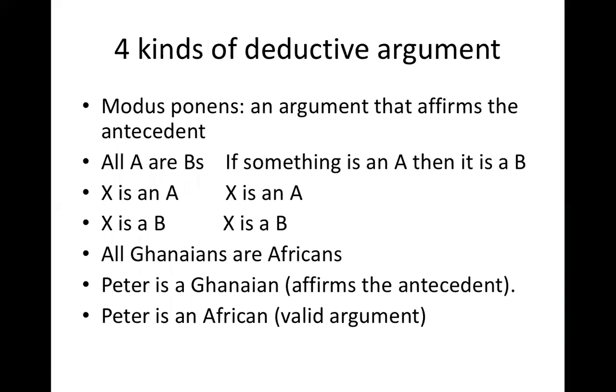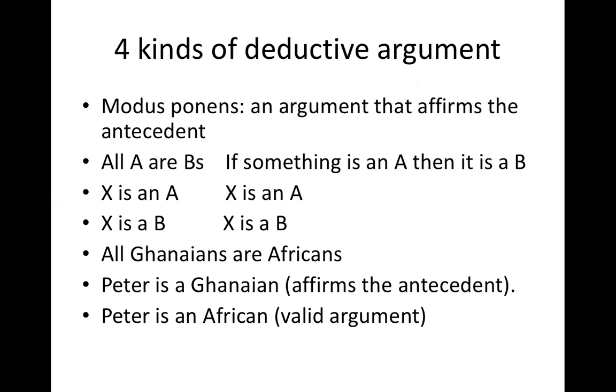Okay, so now based on that, of the 4 operations, the 2 that are valid have their names. One is modus ponens, the other one is modus tollens. The one that affirms the antecedent, we call it modus ponens. And then the argument that denies the consequent, we call it modus tollens.